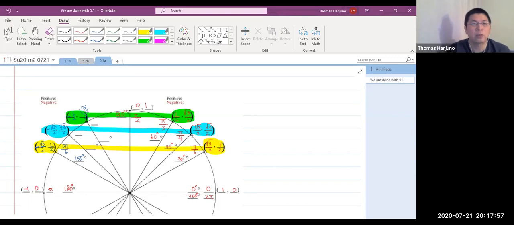Okay, now how about the angles? The angles, 45 degrees from 180, that's 135 degrees. The radian will be 3 pi over 4. 60 degrees from 180 is 120 degrees. That's pi over 3 less than pi. That's 2 pi over 3. You need to memorize this.